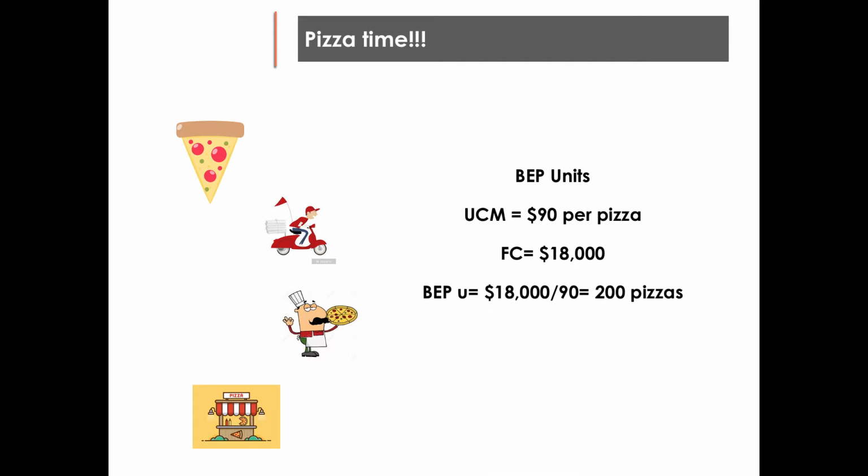Let's test it. In our pizza exercise, the break-even point in units uses the unit contribution margin that we already calculated, 90 pesos per pizza. Our fixed costs are 18,000 pesos, adding the chef's salary plus the rent of the facilities of the pizza stand. If we divide 18,000 by 90, you will see that 200 pizzas will be enough to be at break-even.